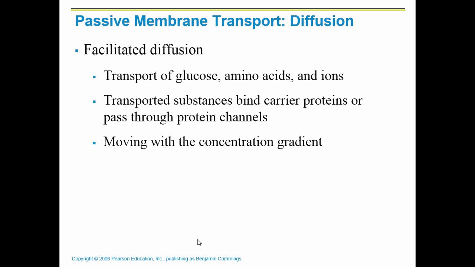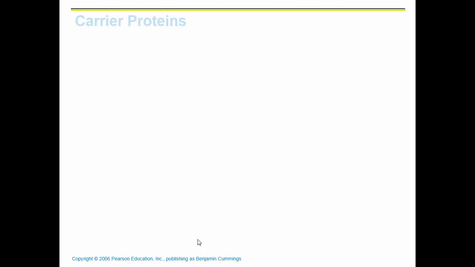Facilitated diffusion needs a transport protein. So one of those integral proteins that go all the way through. These are usually things that are still going to be moving from high concentration to low concentration, but are a little bit bigger, and maybe even a polar molecule that doesn't go through the cell membrane as easily. It's still going from high to low concentration, but just needs a carrier protein.